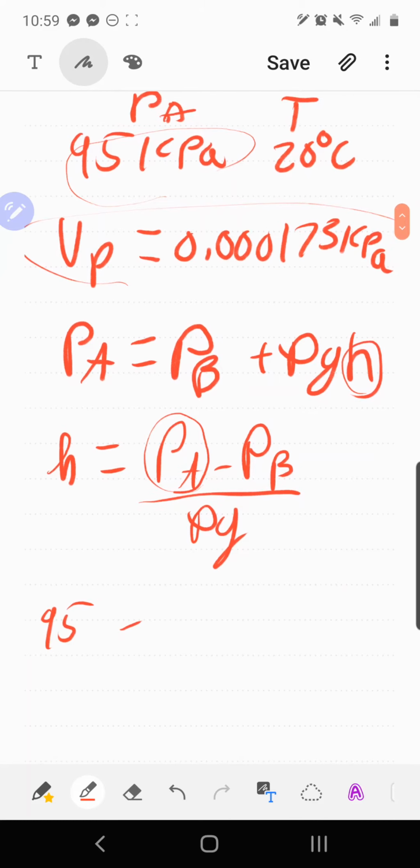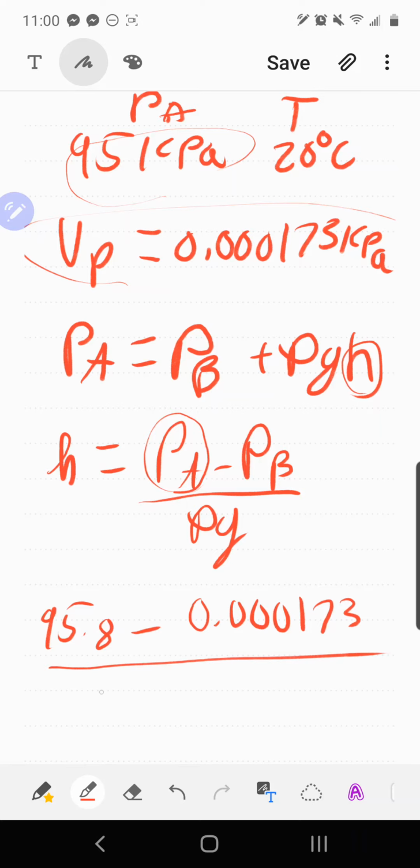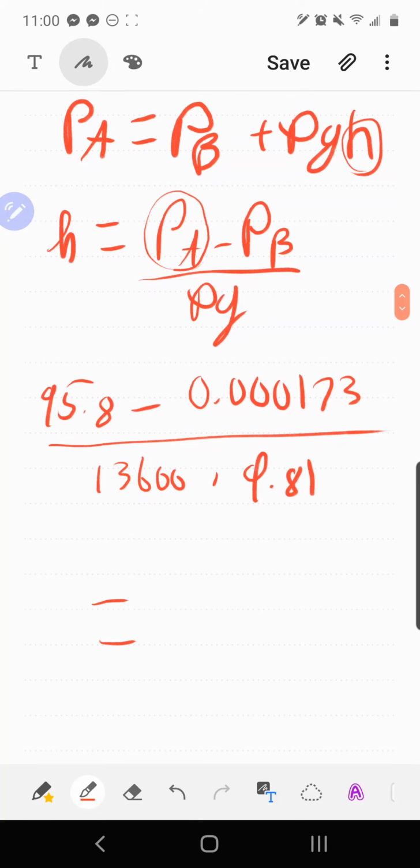95 minus, it's actually 95.8, but that shouldn't make too much of a difference. 95 minus 0.173 divided by 13,600 times 9.81. This will give us around 0.718 meters.